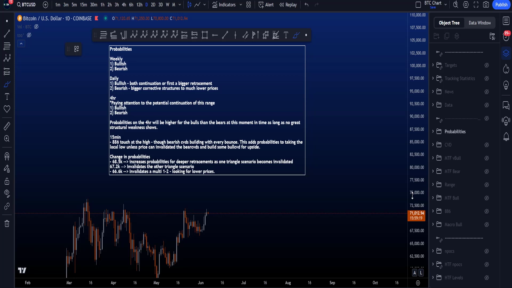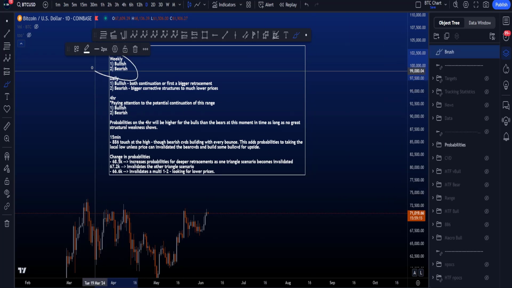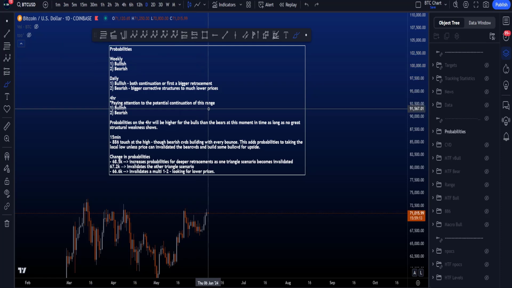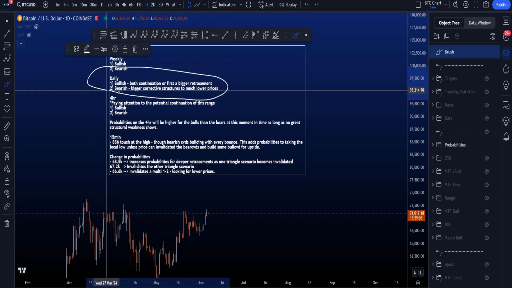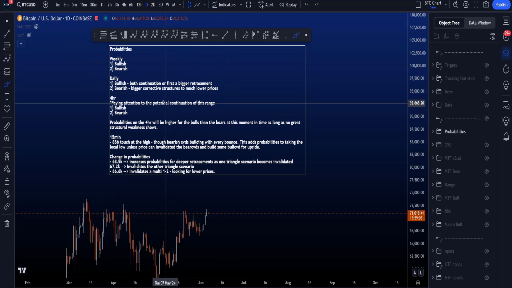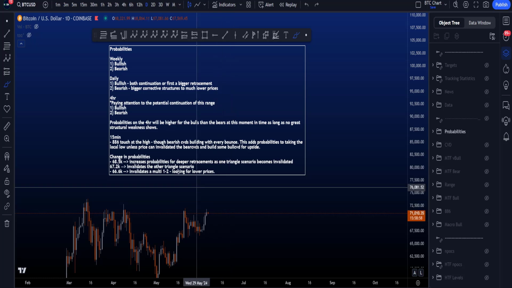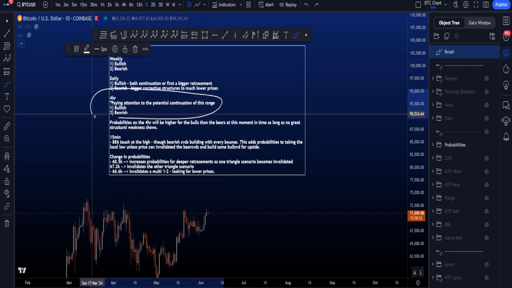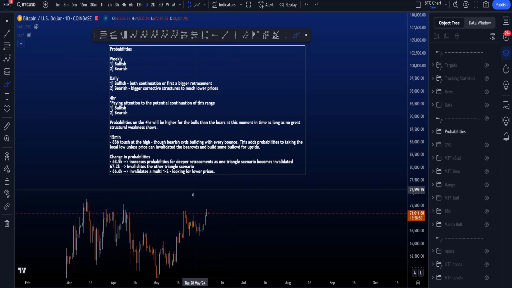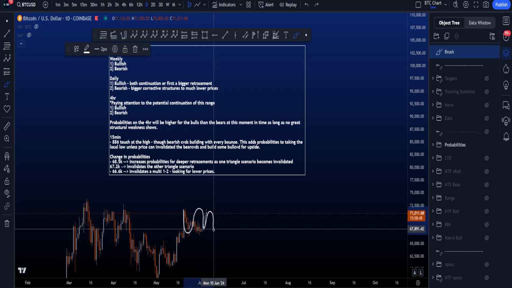If we then finally look at the probabilities of all these scenarios, then on the weekly time frame, the probabilities are higher for bullish continuation compared to any bigger bearish scenario to the downside. On the daily time frame, the probabilities are also higher for the bullish scenarios. Both of the scenarios I kind of showed are bullish anyway because they look for continuation to the upside. On the 4-hour time frame, I do pay close attention to the potential continuation of this range over here.